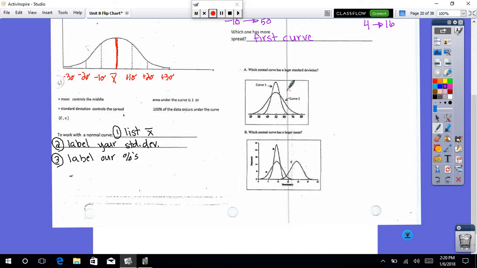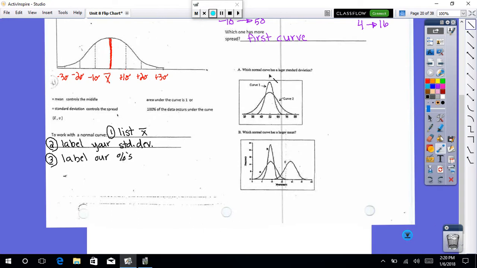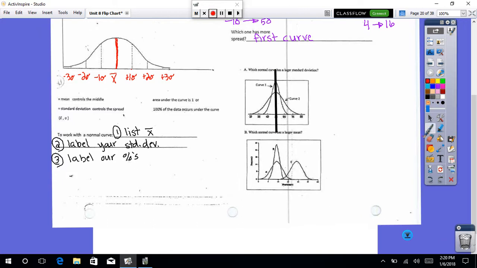Okay, look down here at this example right here. This one is asking which one has a larger standard deviation. So we're looking for which one has wider strides. Which one did we take bigger steps? If you look, they both have the exact same average. The middle of my graph is the same for both of them. Both graphs have a mean right there.